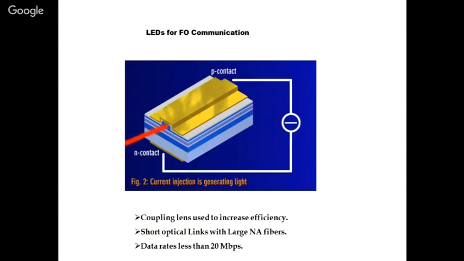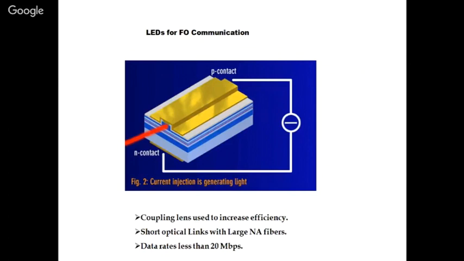So this is the LED for fiber optic communication, and a coupling lens can also be incorporated in between. It is possible to use this for short links. This LED is compatible with only multi-mode fibers. It cannot launch light into single mode fiber. And the data rate could be 20 Mbps.